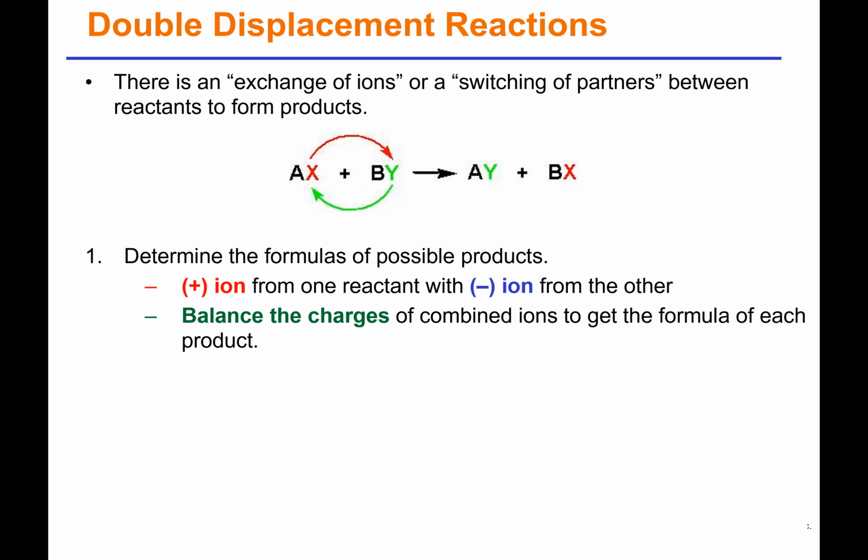Okay, so double displacement. So here we have the exchange of ions. In other words, the switching of partners between reactants to form products. So here I have AX plus BY giving us AY and BX. So here they're exchanging the X and the Y.